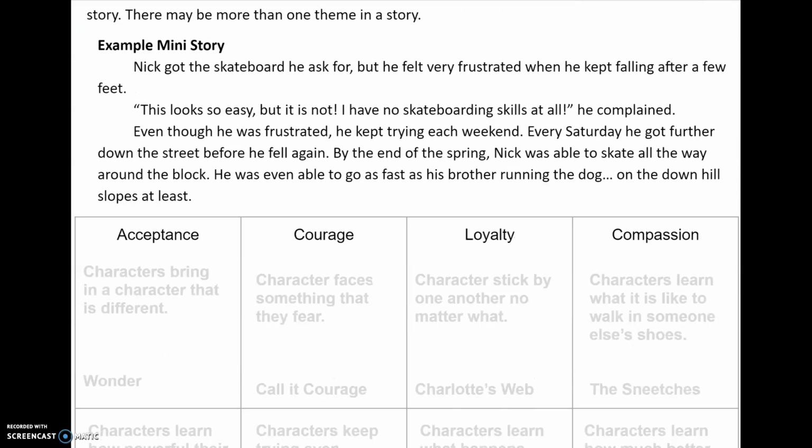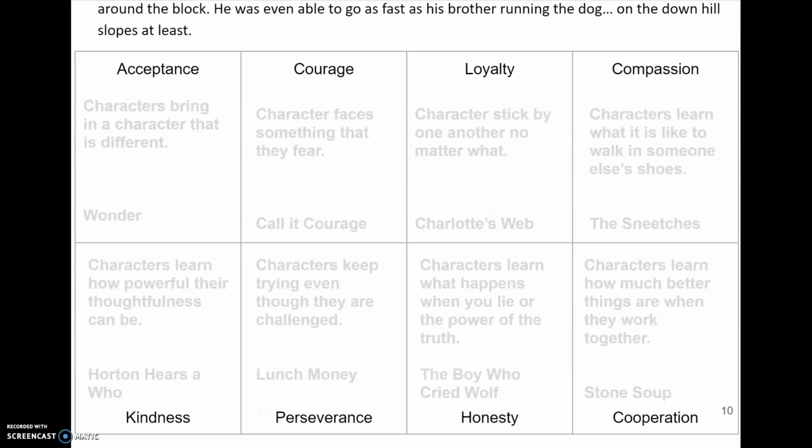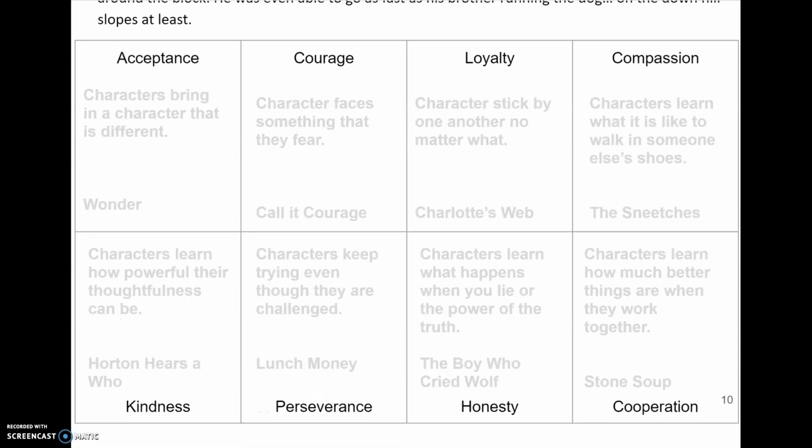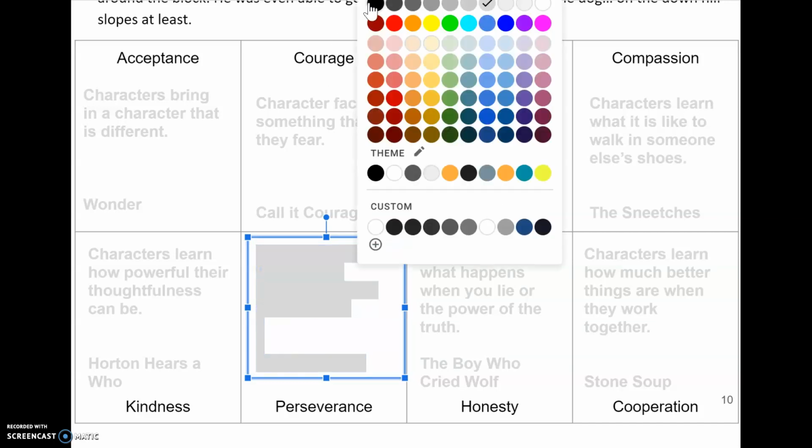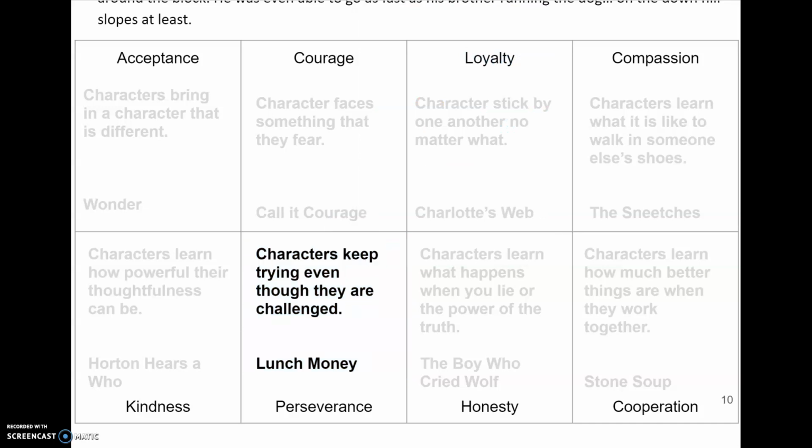So I'm looking at some different main themes, and these are not all of the themes, but it's a good place to start looking at themes. What Nick is showing is perseverance, which is where characters keep trying even though they are challenged. And a story that we'll read for 5th grade that matches this theme is Lunch Money. So we have these characters, something is challenging them, like the skateboarding was challenging Nick, but they keep trying.